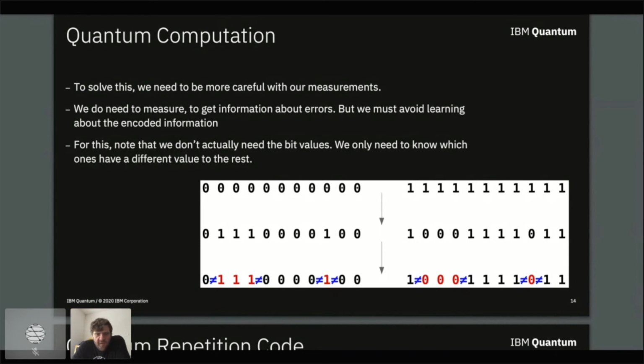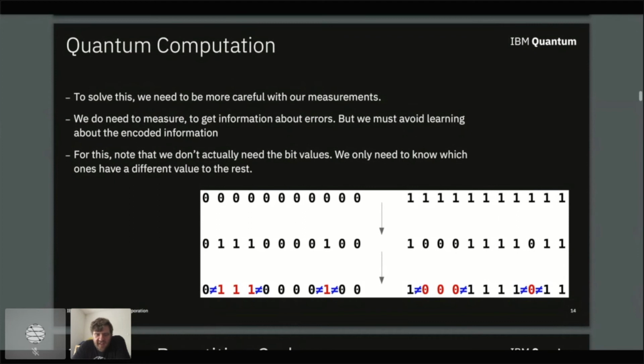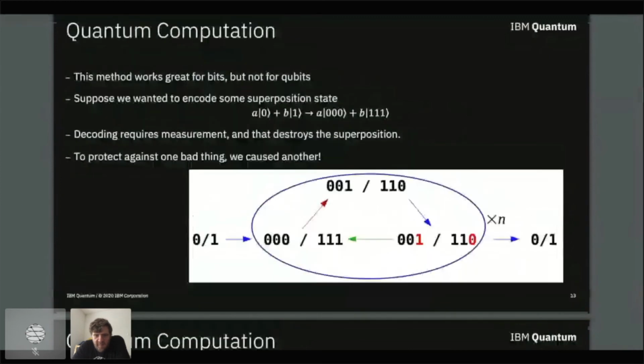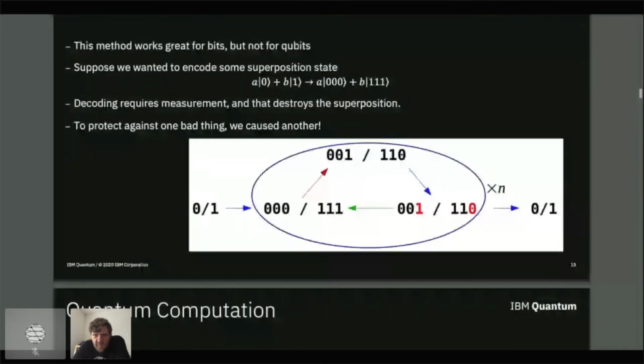Okay, so we have a problem, and our problem is that we couldn't have identified this error without looking at our qubits and working out where the error was. But looking at our qubits destroyed our superposition. So how do we look at our qubits without looking at our qubits? How do we measure without measuring?